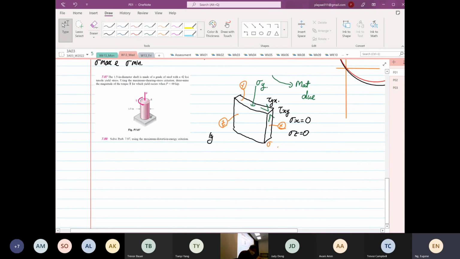Okay, and if you look at how the structure is loaded, stress Y is just purely due to axial load. There's no bending moment or whatsoever. Okay, and it's going to be compression. So stress Y is equal to Py divided by area. So Py is equal to minus, because it's in compression, I put a minus sign, divided by pi. And we are given that the diameter is 1.5. Okay, change to radius.